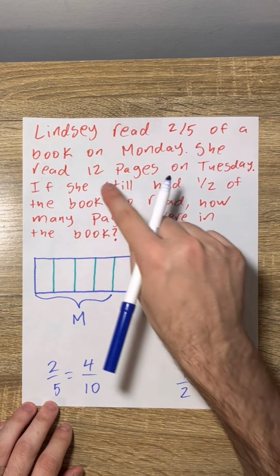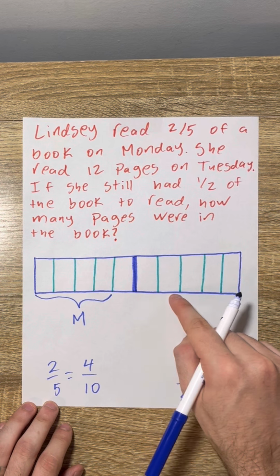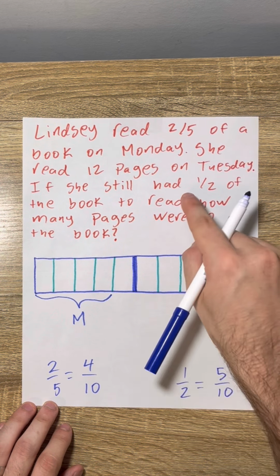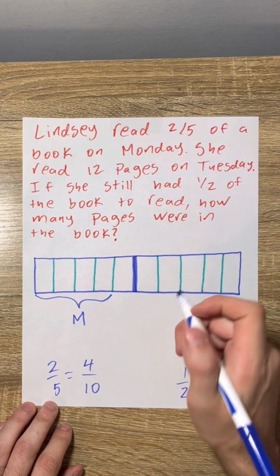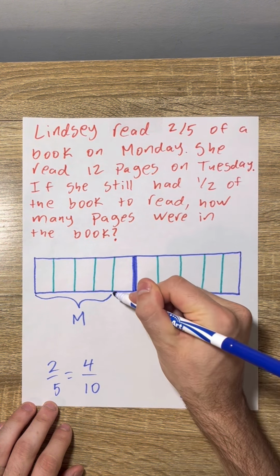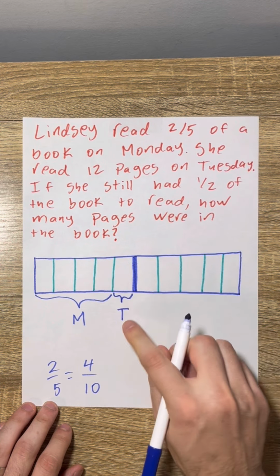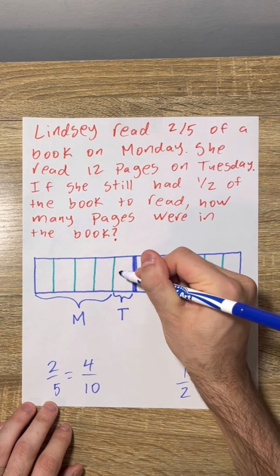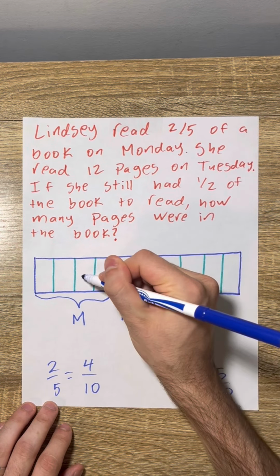Now, on Tuesday, she read 12 pages. Well, we don't know what fraction of the total book this was. However, we do know after Tuesday, she still had half of the book left to read. So because she had all of this left to read after Tuesday, this one bar represents how much she read on Tuesday. And if she read 12 pages on Tuesday, right, we now know each unit is equal to 12.